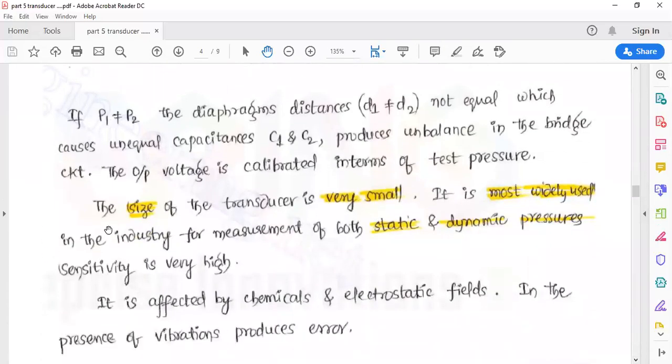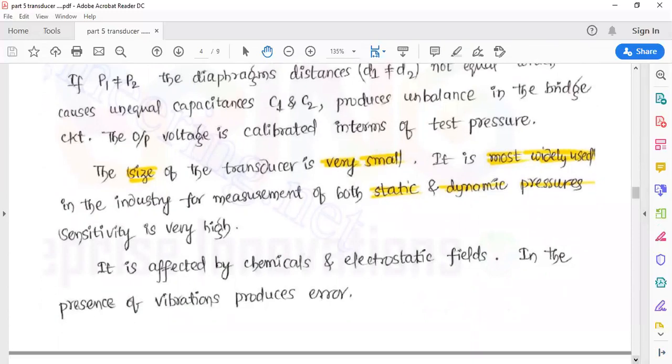Now, the advantage of the capacitive transducer is that it is small as compared to the inductive transducer, and it is most widely used in industry. But there is a disadvantage: it is affected by chemicals and electrostatic fields, and in the presence of vibration it produces error. So these two are its disadvantages. One, it is affected by chemicals and electrostatic fields. Second, it produces error in vibration.